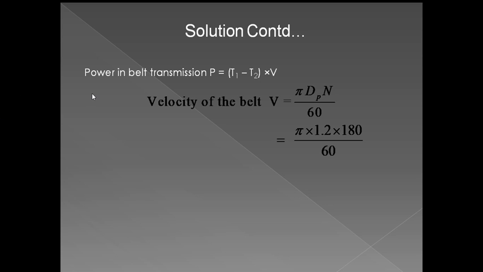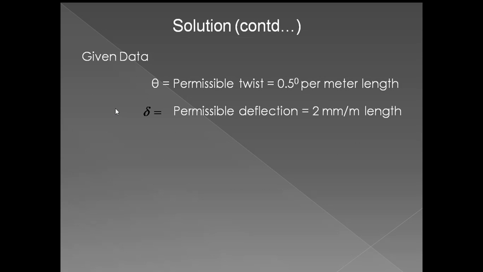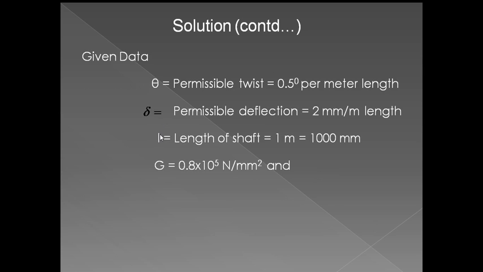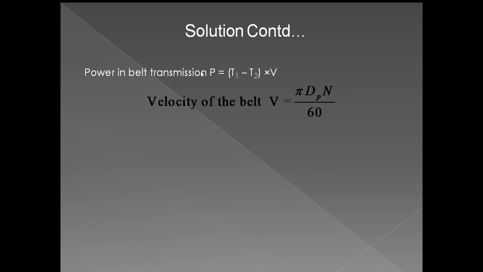So here the T1 and T2 ratio is given. First we need to find the T1 and T2 values. Here power is given, so power equals T1 minus T2 into V. V is the velocity of the belt, so V equals pi D N by 60, where D is the diameter of the pulley. So here V is in meter per second.